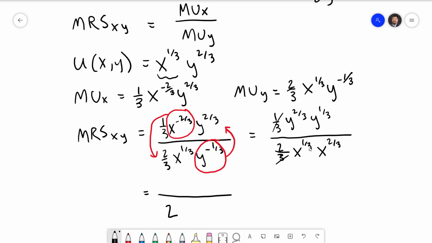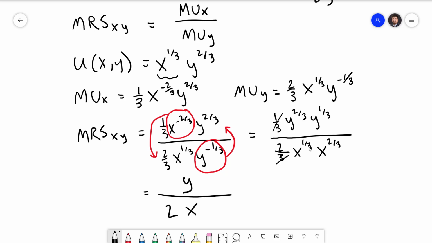Next, we're going to combine the like terms, so y to the 2/3 times y to the 1/3. When we have two terms multiplied with the same base, we add the exponents. So we have y to the 2/3 plus 1/3, that adds up to 1, so we just get y to the 1 up at the top. We can just leave that off. And on the bottom, same thing happens. X to the 1/3 times x to the 2/3 is just going to be x.